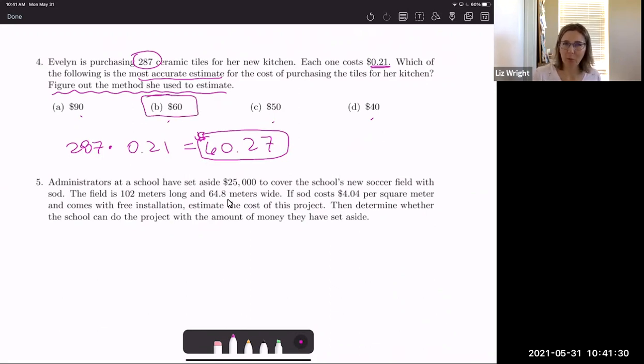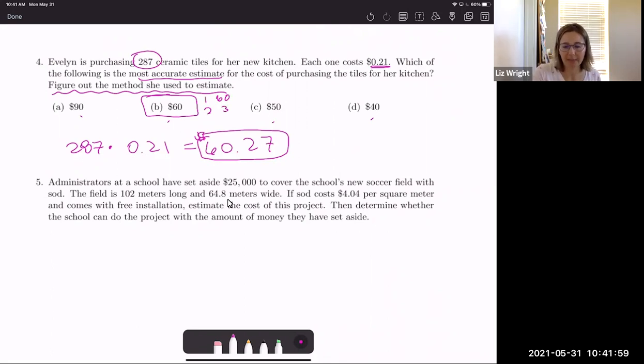So then we've got to figure out, well, what was her estimation method? So to me, when I think about 60, I'm thinking about, well, what are some multiples of 60? I've got 1 and 6. So that could be 60. I've got 2 and 3. So maybe that's like 20 and 3, or is that 203? What's it going to be?